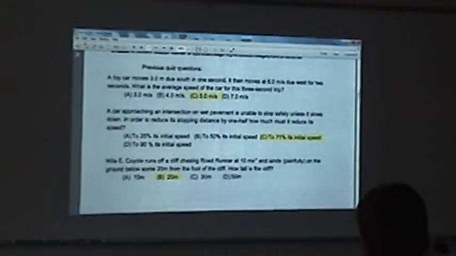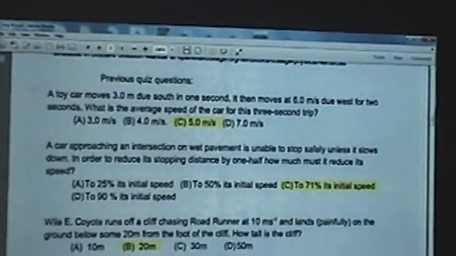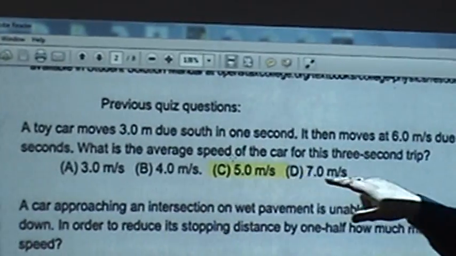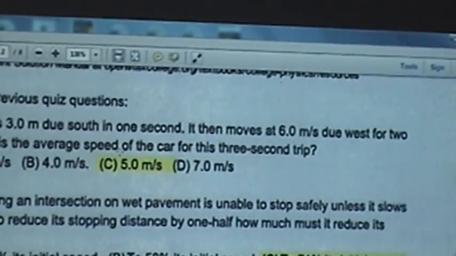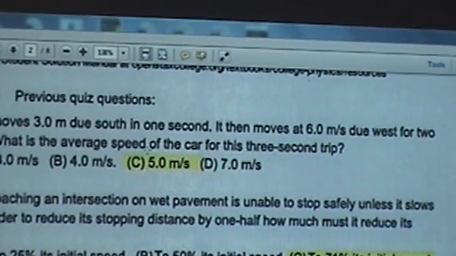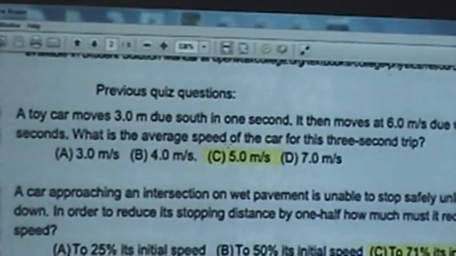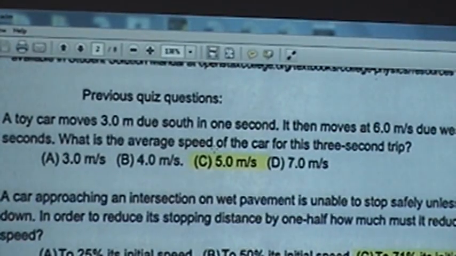So, previous quiz questions. I want to go over how you would know that those are the answers and what you did to solve them. A toy car goes 3 meters due south, then 6 meters per second due west. If this were a vector problem, you could simply draw your vector south and your vector west and find the hypotenuse. But since this is just asking for the average speed, speed is a scalar, not a vector. You don't have to worry about the direction.